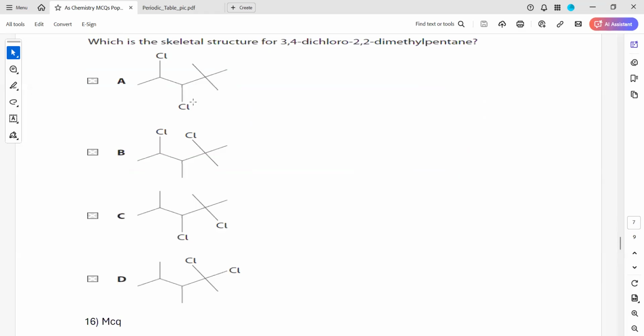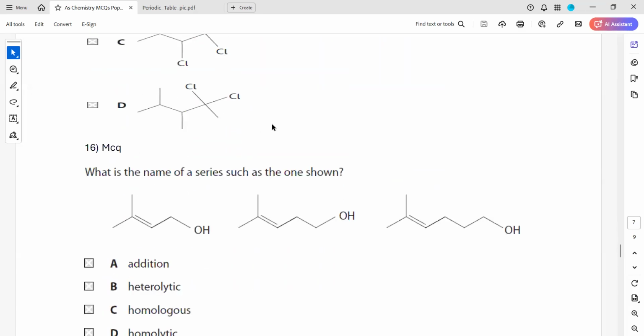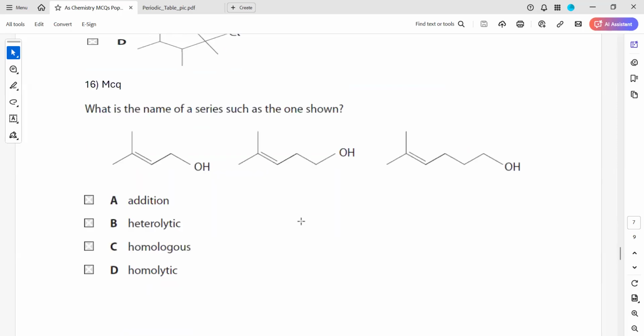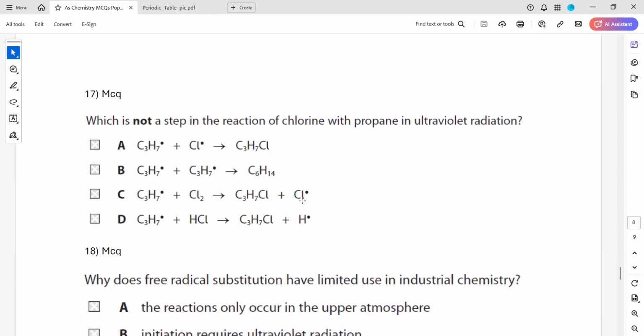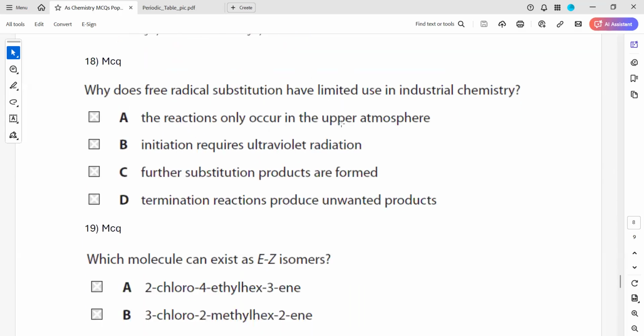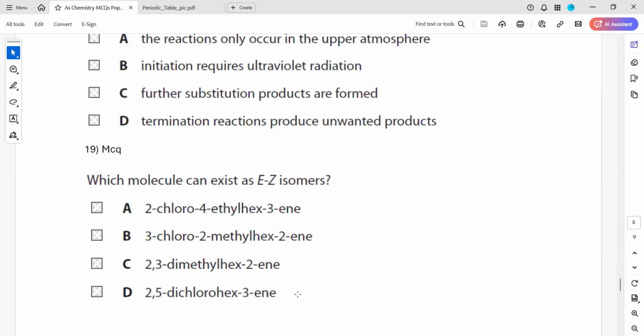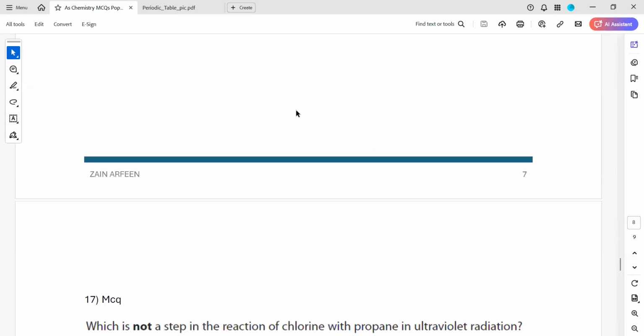Question 15, any doubt? Question 15, question 16. Question 17. Question 18. Question 19. Question 19: which molecule can exist as an E/Z isomer? Which molecule is an E/Z isomer?